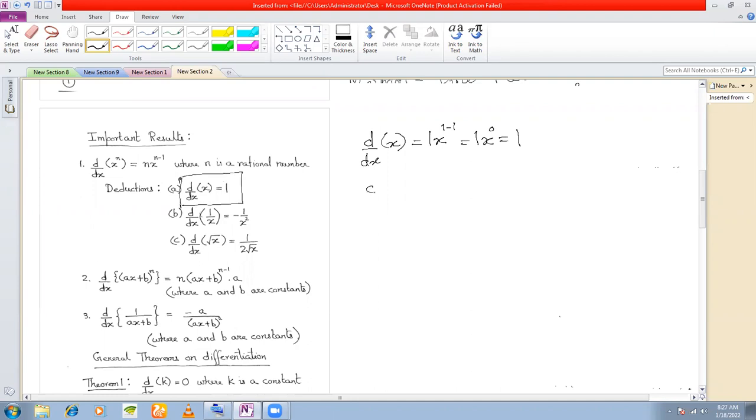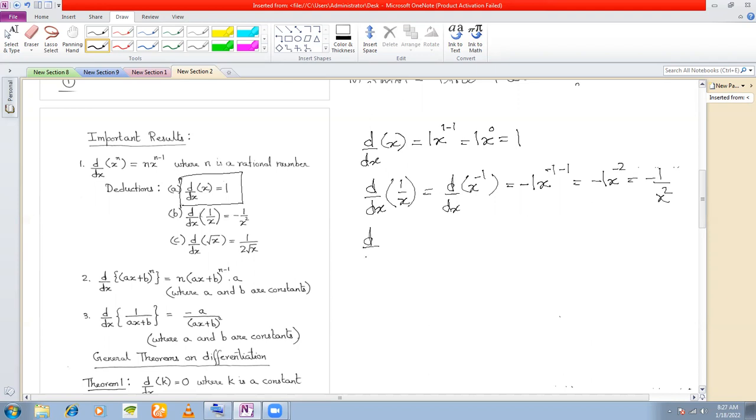Next is d/dx of 1 by x, which is minus 1 by x square. How are we getting this? d/dx of 1 by x can be written as d/dx of x to the power of minus 1. So n here is minus 1. So this is minus 1 into x to the power of minus 1 minus 1. So you get minus 1 into x to the power of minus 2, which is minus 1 by x square.